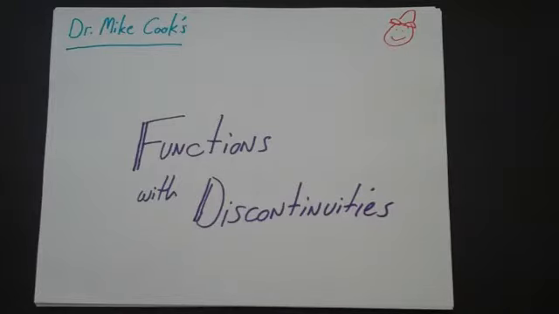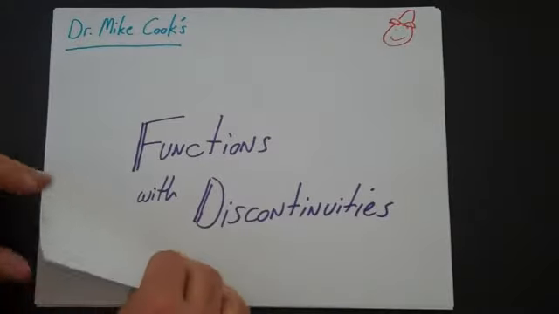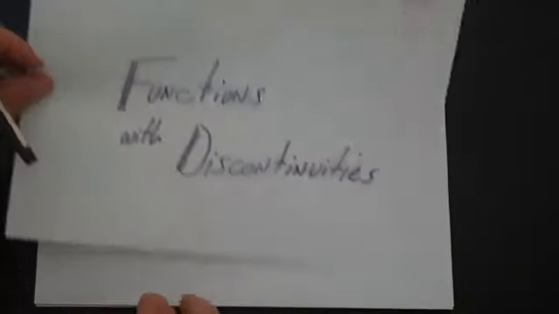Now let's look at functions with discontinuities. In particular, given a function, let's identify discontinuous points. We're going to focus on two types of discontinuities. One is called an infinite discontinuity. An infinite discontinuity is simply a vertical asymptote.